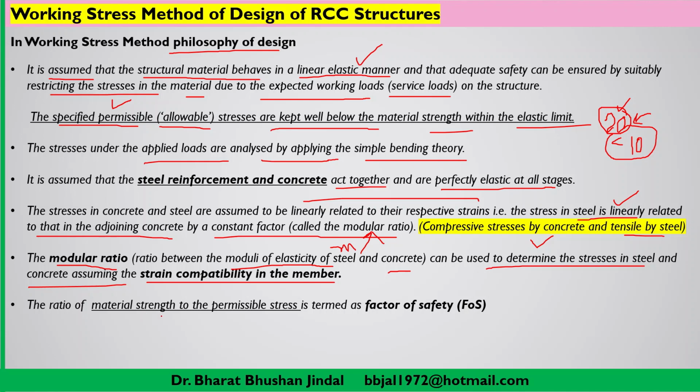Now the ratio of material strength, as we discussed, to the permissible stress will be termed as the factor of safety. We can understand that permissible stress will be the yield stress, which is the material strength, divided by the factor of safety. So for example, if you are taking steel of grade Fe 250, then its yield stress will be 250 MPa, but you will divide it by some factor of safety. It may be taken as 3. So permissible stress will be 250 by 3.